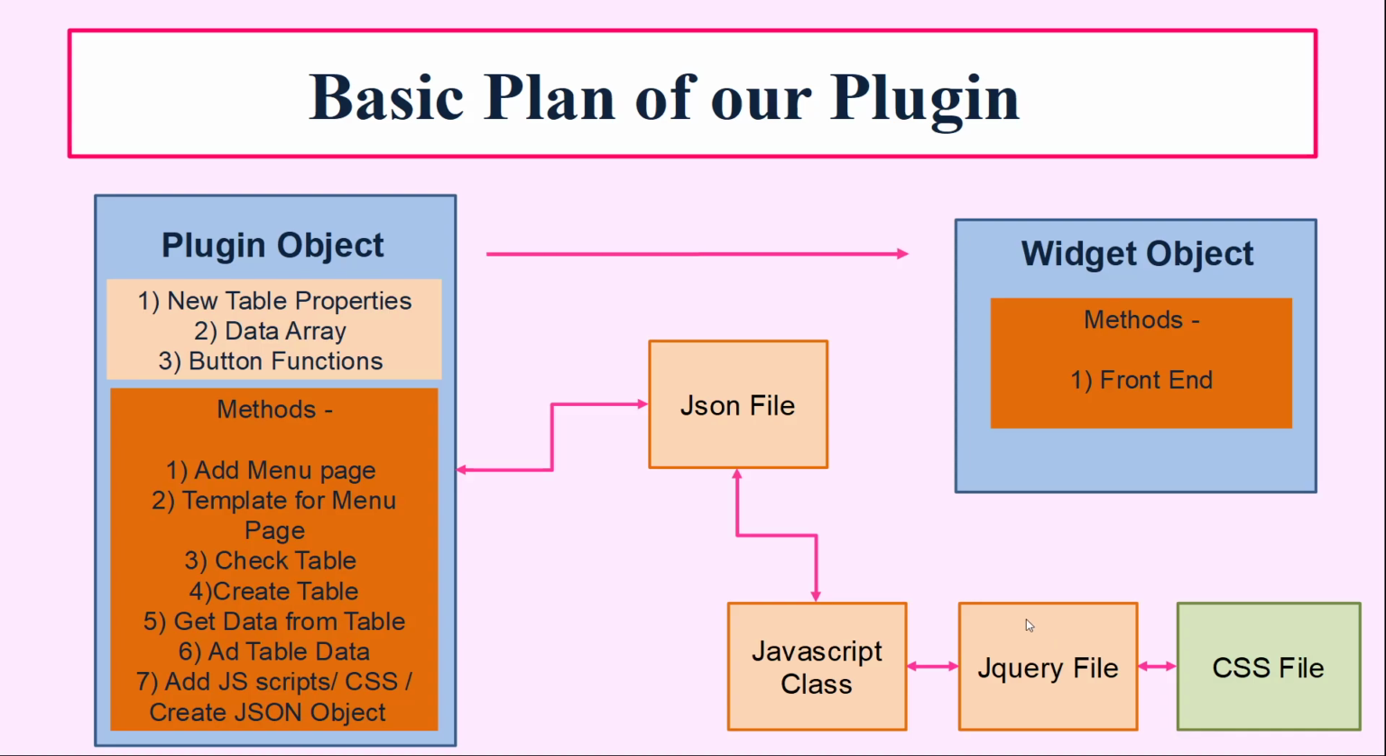So this is what will happen: the plugin will register that widget object, and then that widget object will have access to that jQuery file and that CSS file, and that jQuery file will probably be the file that initiates the class and the object. So that is the structure that I think I'm going to be using for the plugin. Let's have a look at what it will look like.